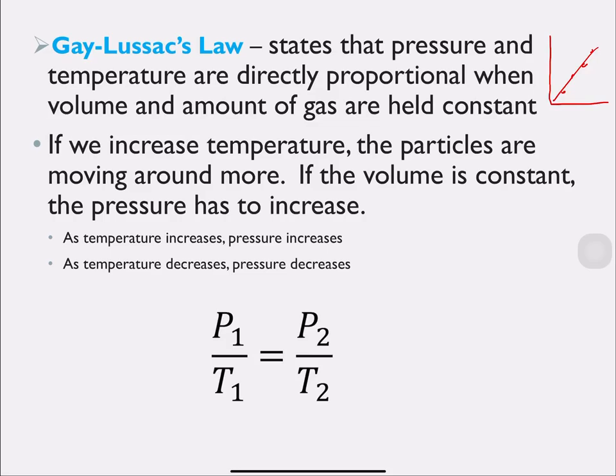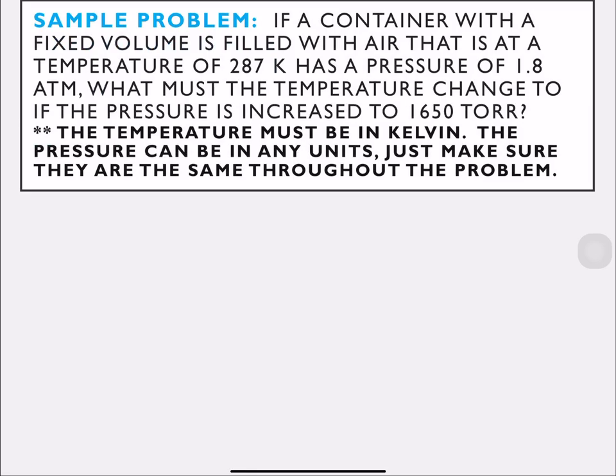And so we are just going to do two examples and you are set for your notes. Looking at the first one: a container with a fixed volume, and that's important that the volume is fixed, with air at a temperature of 287 and a pressure of 1.8 atm. So we know that's our initial temperature and pressure. It says, what must the temperature change to if the pressure is increased to 1,650 torr?